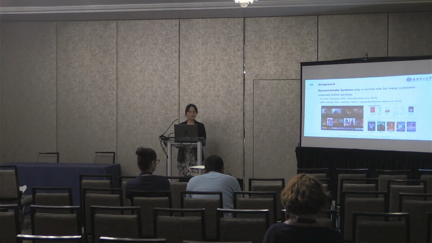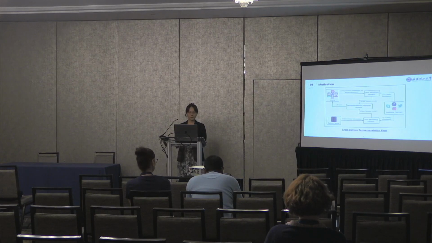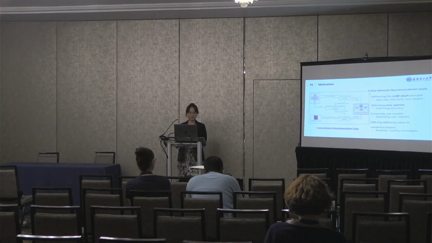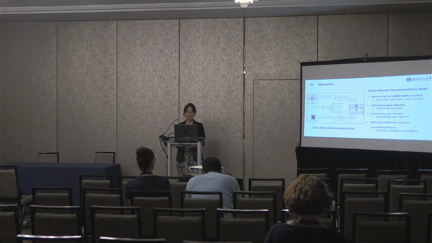First, recommender systems play a central role for many customer-oriented online services. Cross-domain recommendation uses auxiliary information from other domains to enhance the performance in the target domain. Cross-domain recommendation can alleviate data sparsity and cold start problems, and it can also enhance the user model by expanding user interests and offering additional value to recommendations such as diversity, novelty, and serendipity.